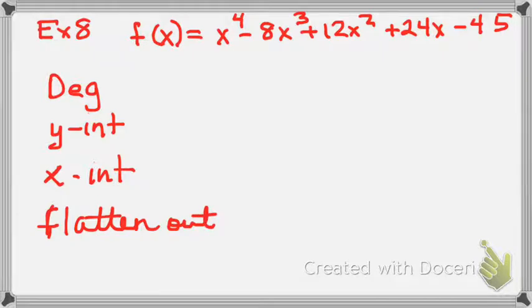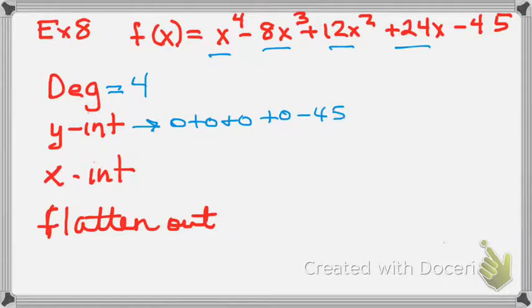Okay, so degree is an easy one. What's my degree? Because it's already in standard form, the highest power of the first term is a 4. That's my degree. How do I find a y-intercept? Plug in 0 for x. So if I plug in 0 for x, this will become 0, this will become 0, this will become 0, and this will become 0. So I'll essentially have 0 plus 0 plus 0 plus 0 minus 45. So my y-intercept comes out to be 0, comma, negative 45.